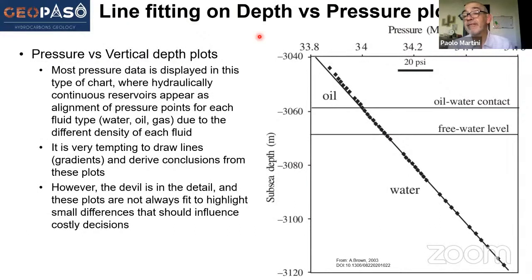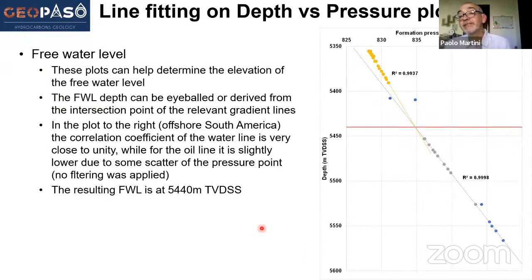These plots are not always the best way to find out the position of fluid contacts. This is an example from offshore South America, where you can see the fit of the water lines is very good. The correlation coefficient is very close to 1, while for the oil leg, the yellow points, the correlation coefficient is lower, and you can see a little bit of scatter.